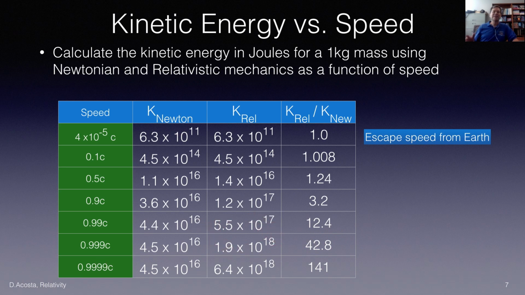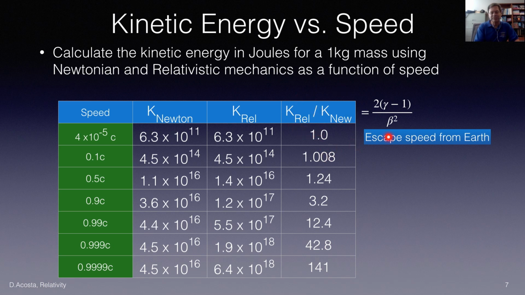And what if we want 99.99% the speed of light? You're really getting close. Well, now I'm getting a big difference. It's over 141 times larger in the relativistic case. So obviously, as I get very close to the speed of light, the ratio gets very large.